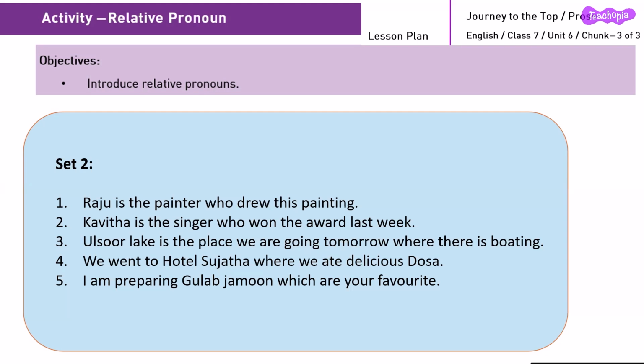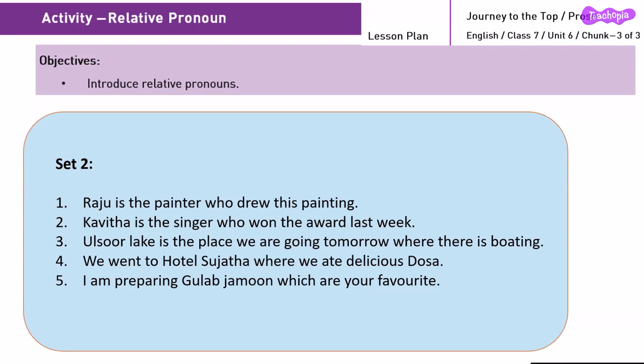Okay. As you can see, the WH words have been used as relative pronouns in between the sentences. So it gives us details about what the person in the sentence is doing. When you look at the first sentence, it gives us information that Raju is a painter, but with the use of the word who, we know that he is the one who drew the painting.